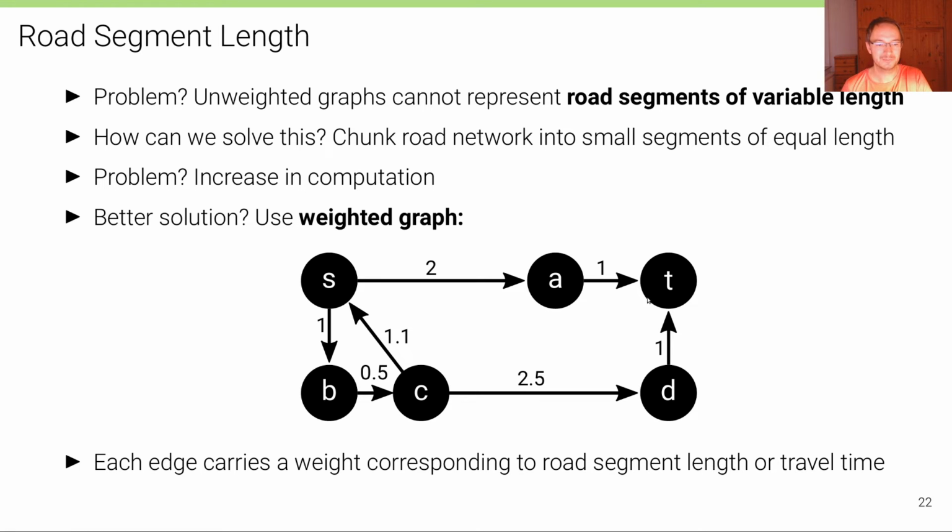So here we see a weighted graph, where each edge carries a weight corresponding to the road segment length or travel time. In this particular case, we have the source here and the sink here, and I've chosen these weights as the Euclidean distance between two nodes that are connected by that respective edge. So for example, S to A has a distance of 2, A to T has a distance of 1, and C to S has a distance of roughly 1.1. This is the Euclidean distance.